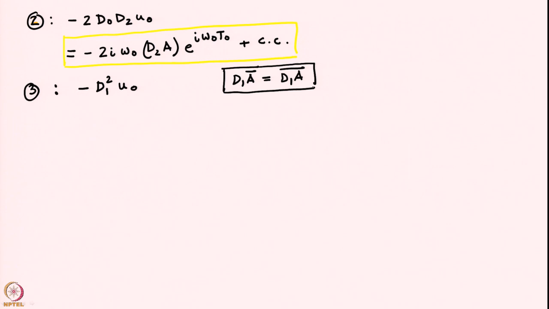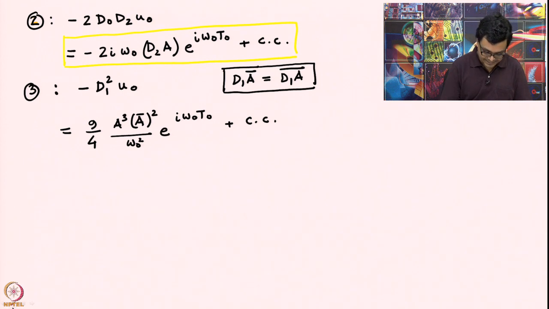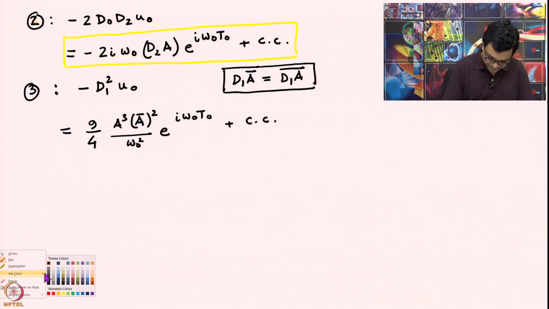Okay, so this term actually turns out to be equal to, after a few lines of algebra, 9 by 4 a cube a bar square by omega 0 square e to the power I omega 0 t 0 plus complex conjugate. There is some algebra here which I encourage you to try yourself. It is not difficult. One just has to be careful and do those lines of algebra to get this. This is my expression for the third term.